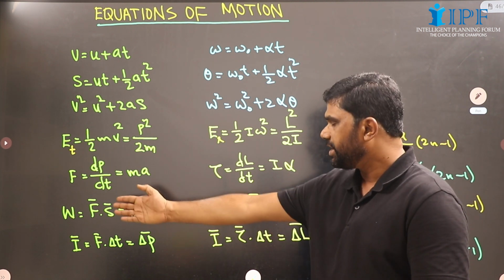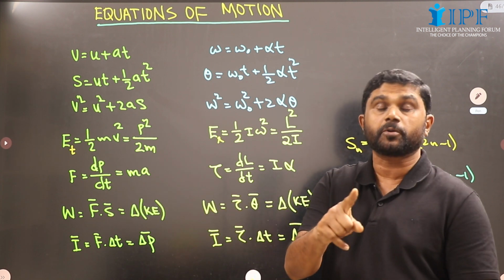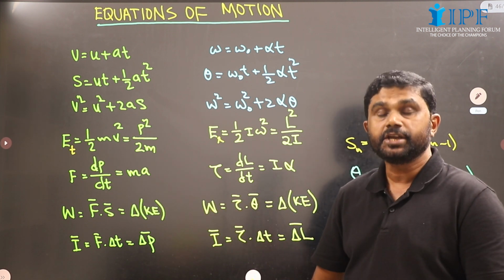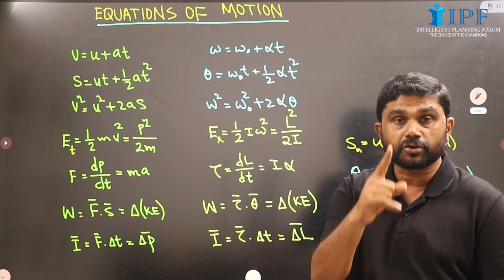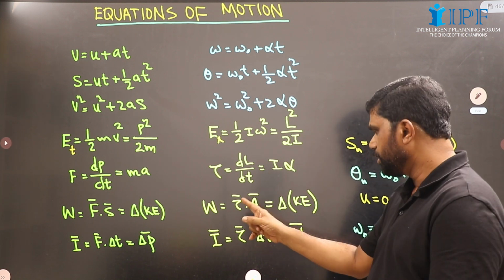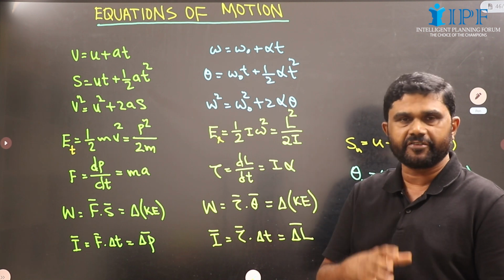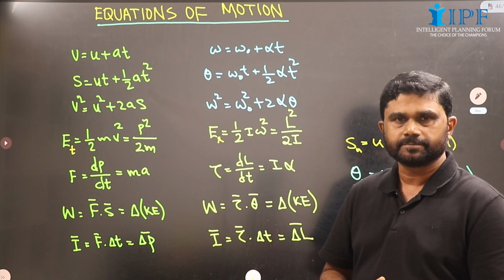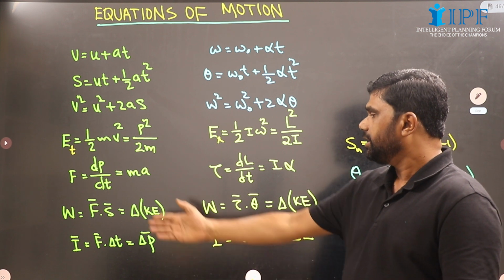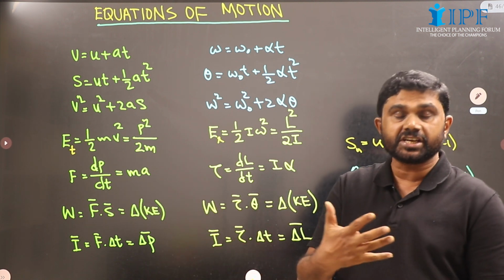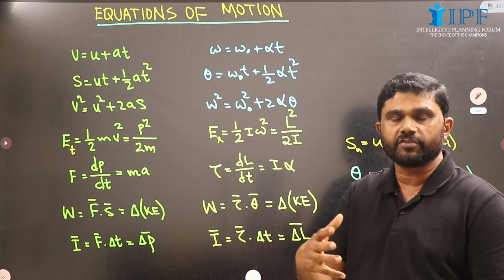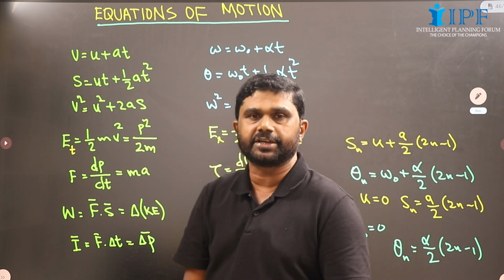Now we have work done equal to dot product of force and displacement. In rotational motion, it will be the dot product of torque and angular displacement, tau dot theta. Again, angular displacement is also a vector, torque is also a vector. And work done is also equal to change in kinetic energy. In rotational motion, it will be equal to the change in rotational kinetic energy.